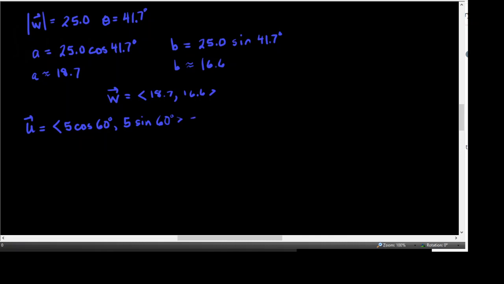Now these are trig values that we know without resorting to a calculator. So the cosine of 60 degrees is 1/2, and the sine of 60 degrees is square root of 3/2. And so the component form, our final answer is 5/2, comma, 5 square roots of 3/2.